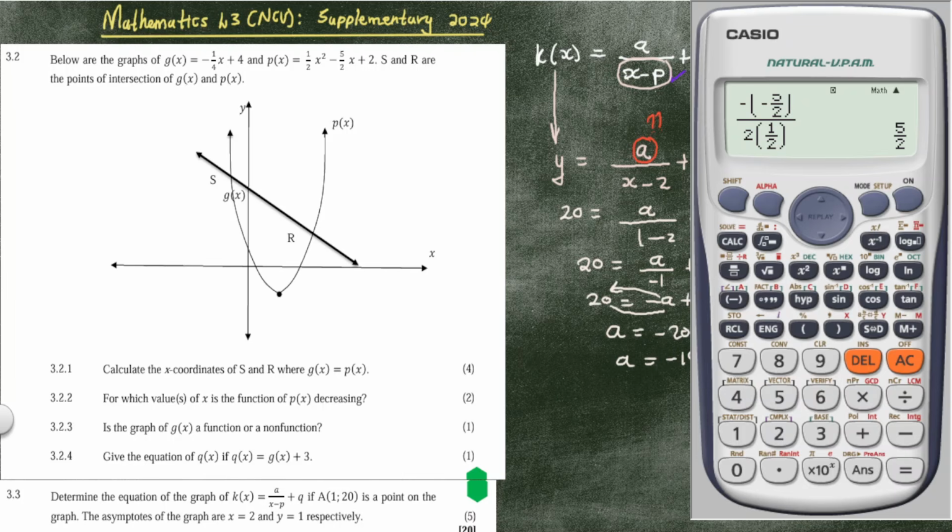We now have the final form of the equation as the following. k of x is equal to minus 19 over x minus 2, plus 1. This is the final equation.